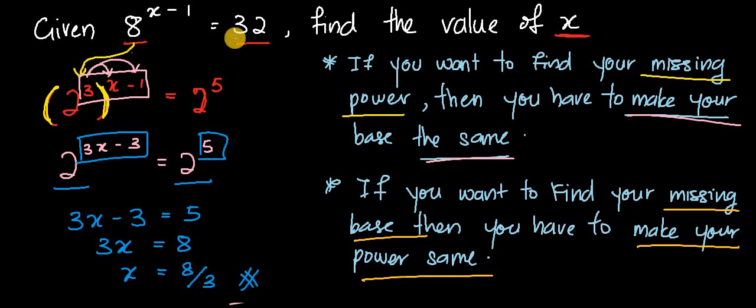Remember, whenever you want to find the missing power, you have to make the base the same. But at times, you've got to think out of the box. Like for this question, both of these two numbers, they don't have a connection with each other, but they have a connection with another number, which is number 2. So I try to make both of them under base 2. Alright? And that is how we solve indices.